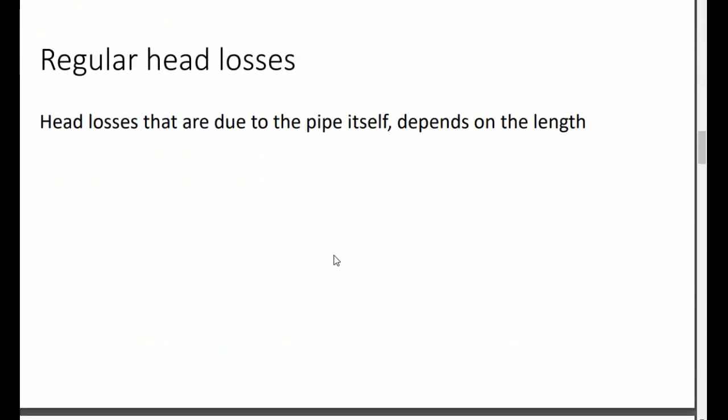So we will try to define two kinds of head losses. The first is called regular. So it means that on each meter of the pipe, you will lose a certain amount of energy, and this loss will be regular. So every time you walk, you lose a certain energy on each step.